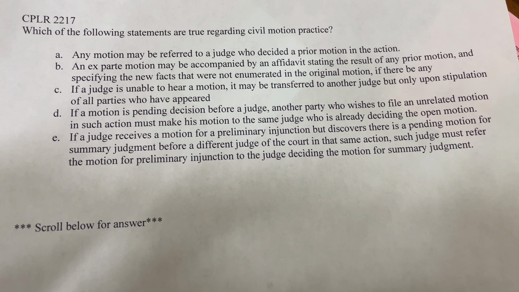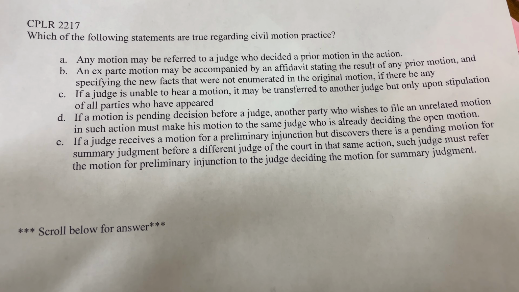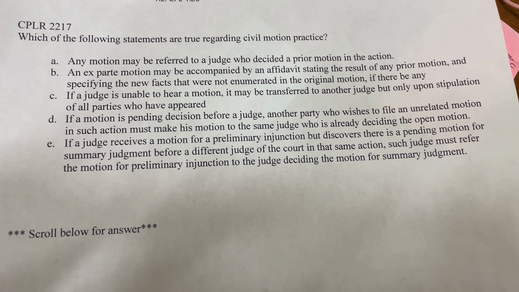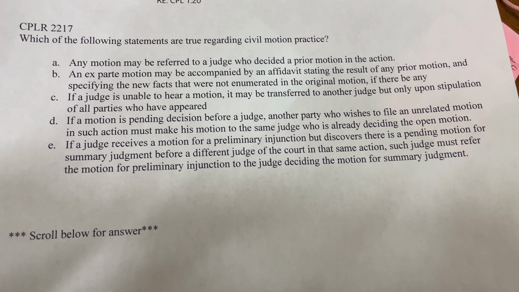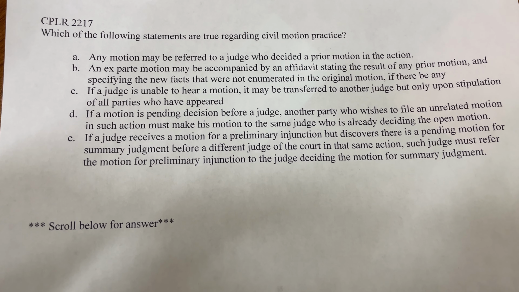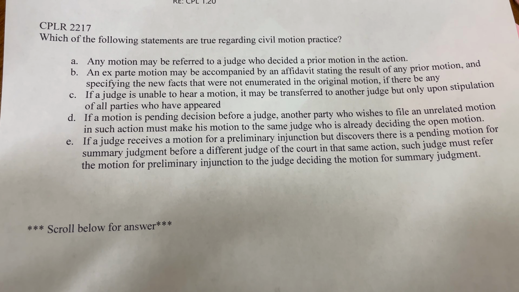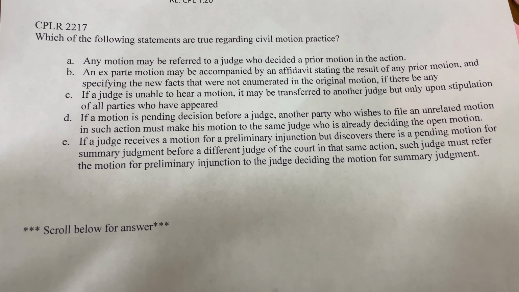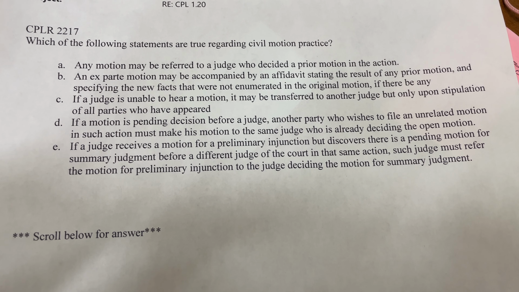C is wrong because it can also be transferred to another judge on court order, not just stipulation of parties who have appeared. So if a judge is unable to hear it, there could be a court order that moves it to another judge, or there could be stipulation of all parties to move it to another judge.